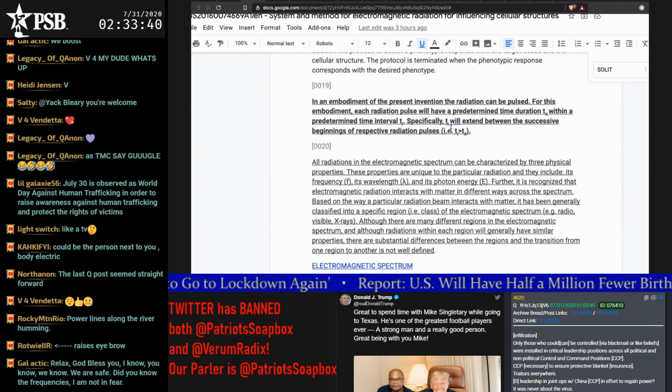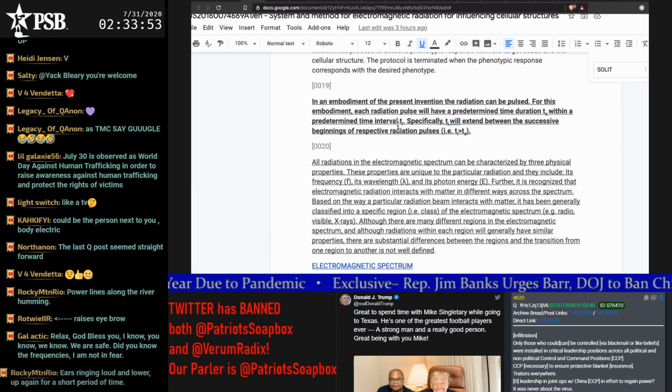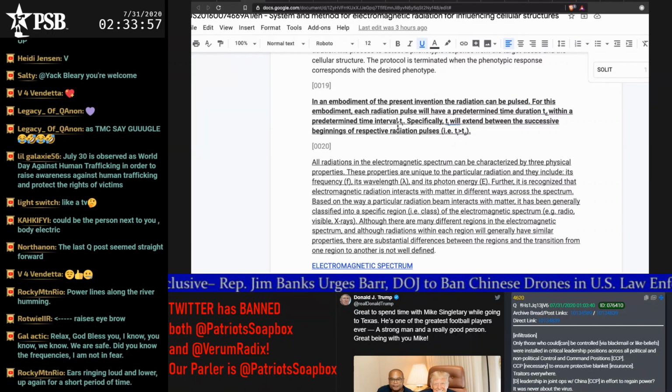So it says that the pulse will have a predetermined time and a predetermined time interval, right? So a time that it's on and a time that it's going to be off. So it can be on for a certain amount of time and then off for a certain amount of time before it's turned back on again. And that's where you get things that look kind of like square waves. It's one of the ways you get a representation of something like a square wave.